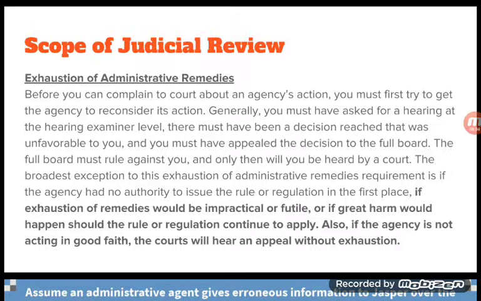Scope of judicial review. So you can, as we were talking earlier, appeal out of the administrative law judge courtroom potentially, but you need to first exhaust your administrative remedies.